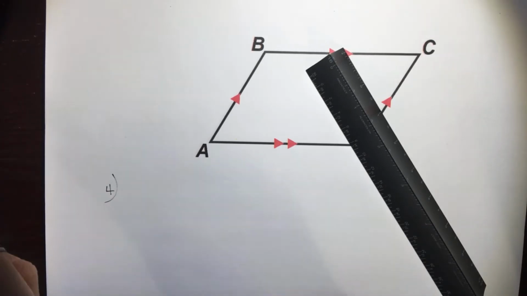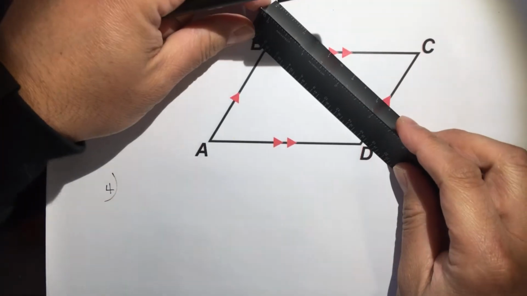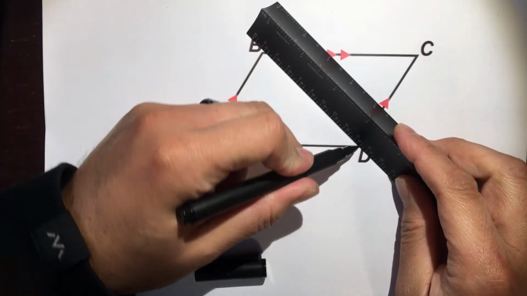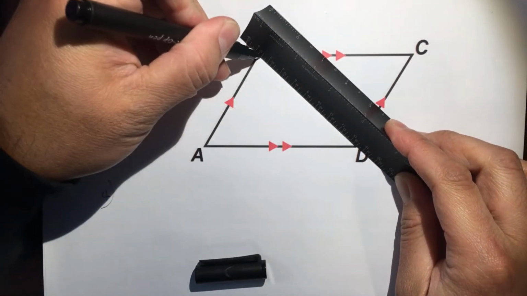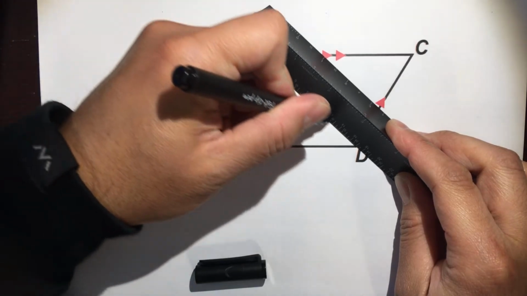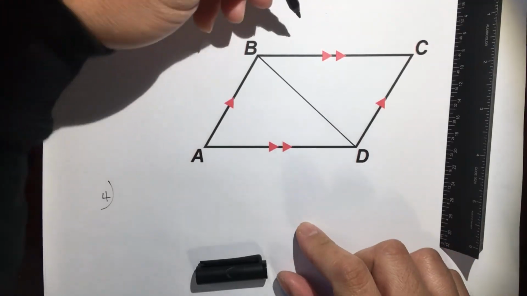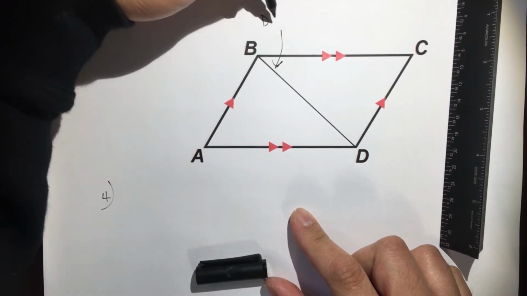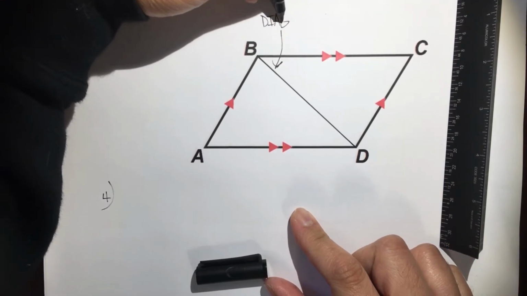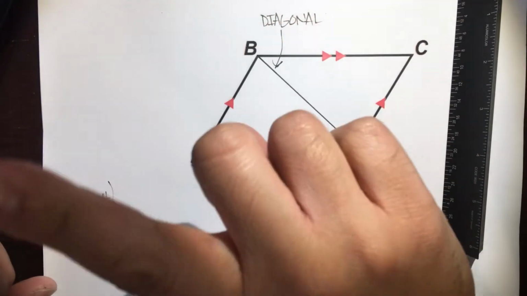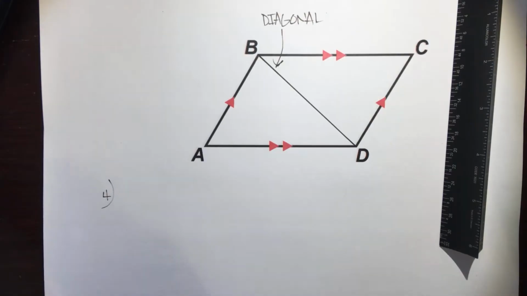And, yeah, let's get a black pen. Let's keep on using our black pen. We're going to draw a line from here to here. From opposite angles, we're going to draw a line right here. And this line is called a diagonal. It's just a line that goes on opposite ends. We're just going to draw one.